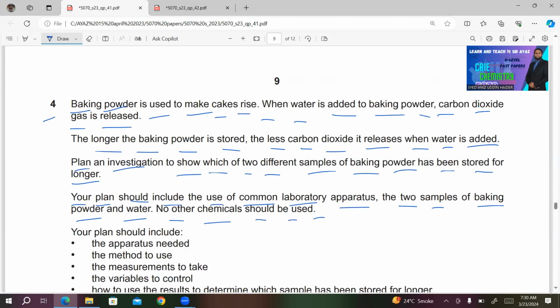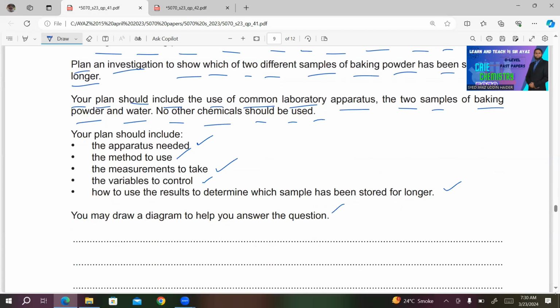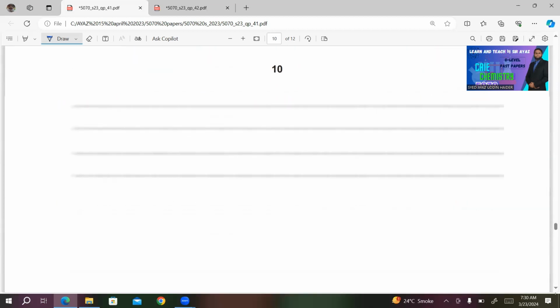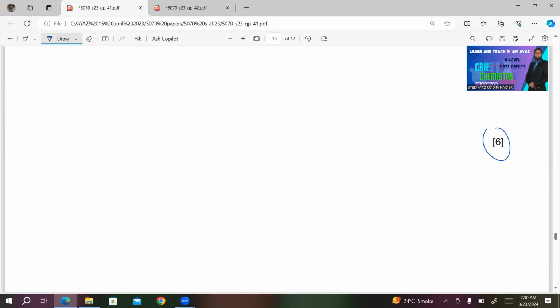Now, your plan should include the apparatus needed, the method to use, the measurements to take, the variables to control, and how to use the results to determine which sample has been stored for longer. You may draw a diagram to help you answer the question. Now, in this question, it's a 6-mark question, I think. Yes, it's a 6-mark question.